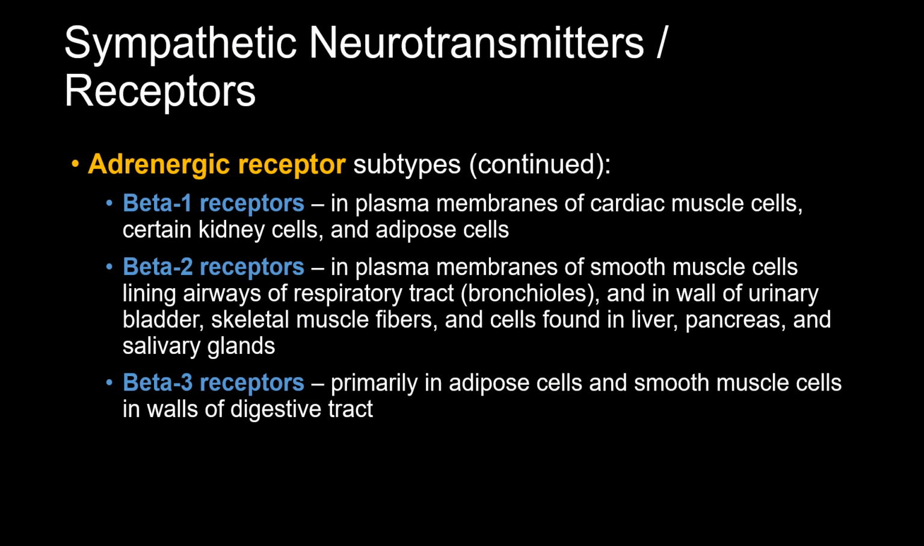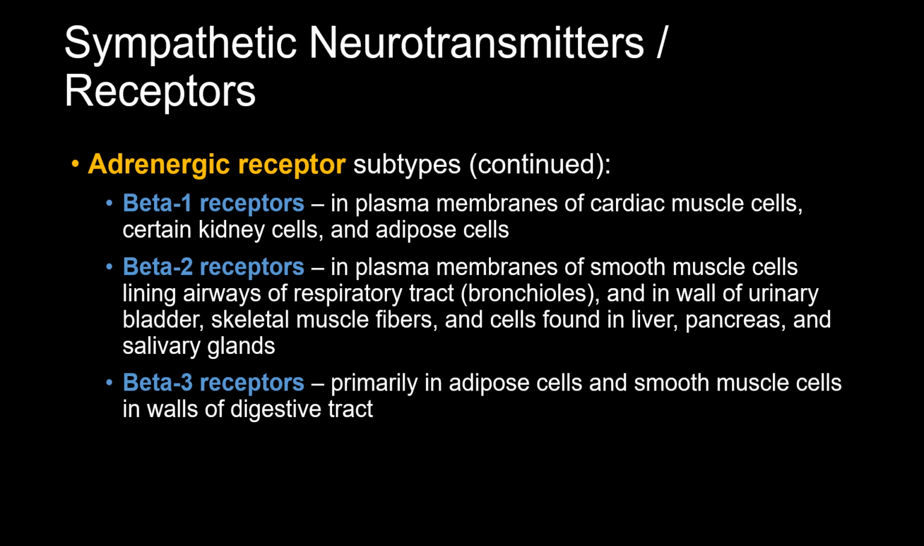And remember, there are two different types: alpha, and now beta. Beta can also be broken down into further subtypes: beta 1, beta 2, and beta 3. Beta 1 receptors are going to be located in the plasma membranes of cardiac muscle wall cells, as well as certain cells of the kidney and adipose tissue.